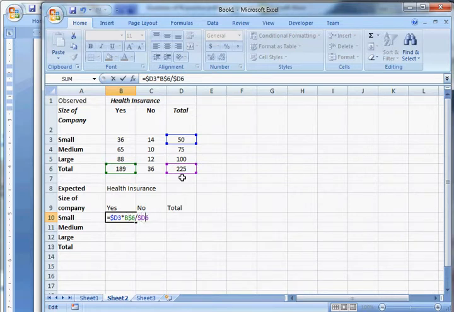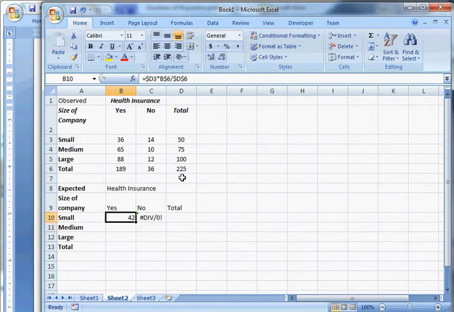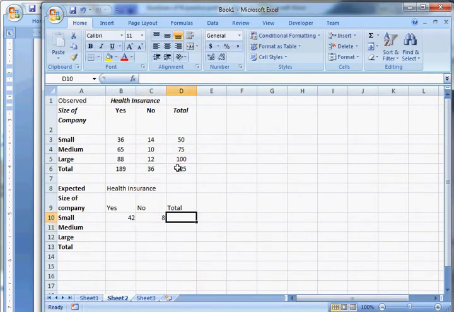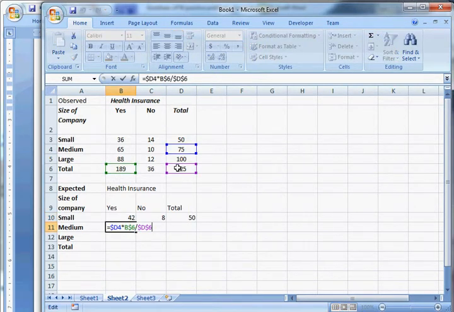So now when I copy and paste this, it gives me the right answer. It moves the column. Now I'm looking at 50 times 36 divided by 225. That's correct. That's what I want it to be. I can double check, make sure that these stay the same. They should. That's still 50. Now when I copy and paste this down, you can see that the row has shifted, but the column has stayed the same. So now I'm doing 75 times 189 divided by 225. You can see that it's the blue times the green divided by the purple, which is good. That's what I want it to be.